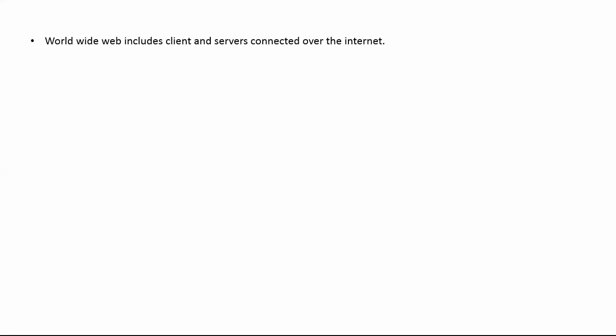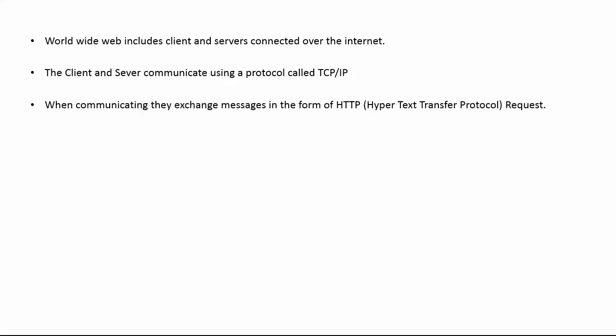The World Wide Web includes clients and servers which are connected over the internet. If I am trying to access a web page which is stored in a server, then I will be a client and the server computer is where the web page is stored. The client and server computer communicate with each other using a protocol called TCP/IP. When communicating, they exchange messages in the form of HTTP, that is Hypertext Transfer Protocol.